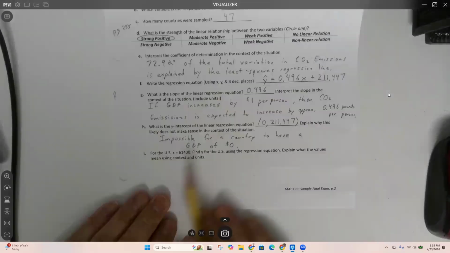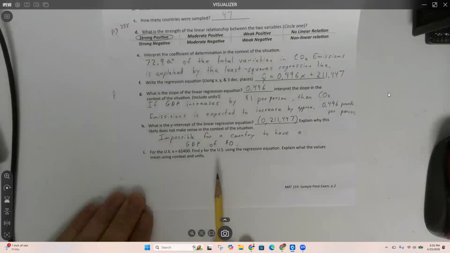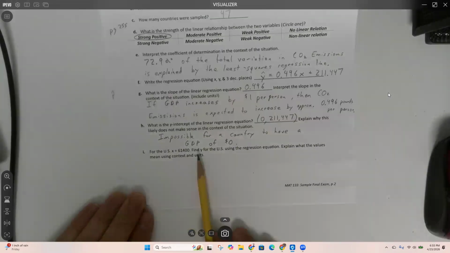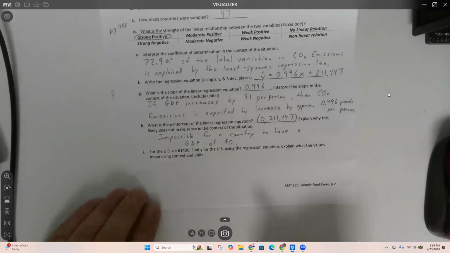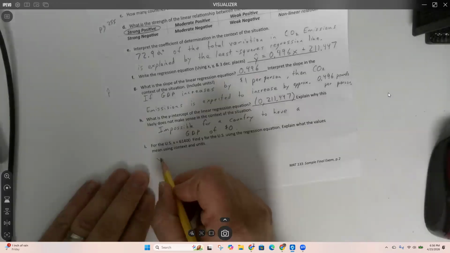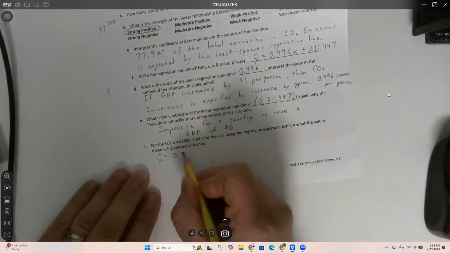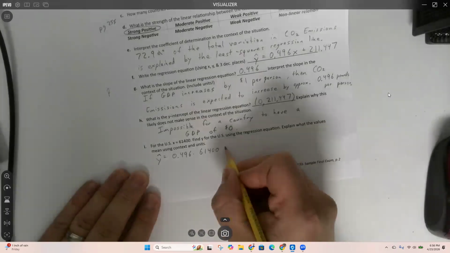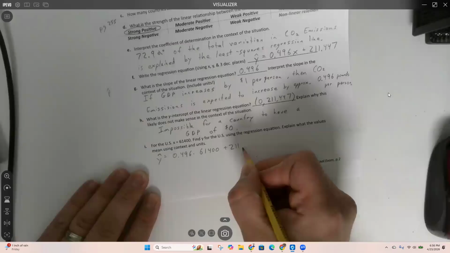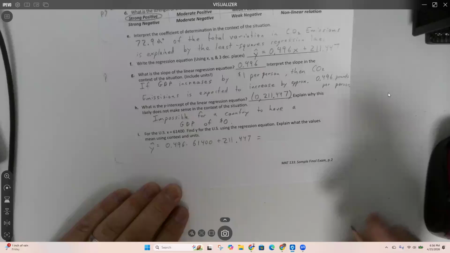All right. For the US, X is 61,400, right? Find Y for the US using the regression equation. Explain what the values mean in the context and units. All right, so Y hat equals 0.496 times our X plus 211.447. Who's on calculator duty today? What did I give you?